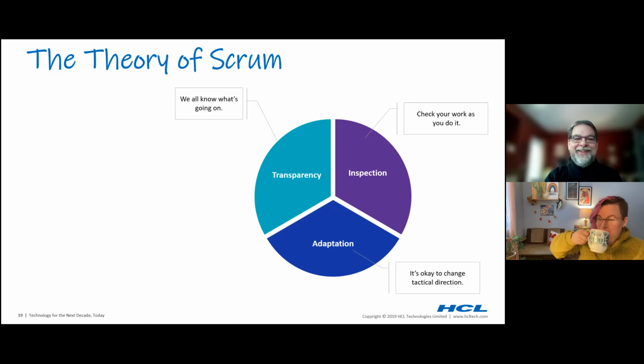Oh, there's my daughter. Okay, so you'll hear a lot about Scrum and Agile, and there's a lot of people who just implement the practices, ceremonies, workflow of Scrum without understanding that there's some theory and principles behind it too. It's about transparency, it's about inspecting, it's about adaptation, it's about knowing what's going on, checking our work as we do it, and it's okay, in fact, encouraged to change tactical direction. It's a model of empiricism, right? We know what we're going to go after. We're looking at what we do, and we adapt around it.